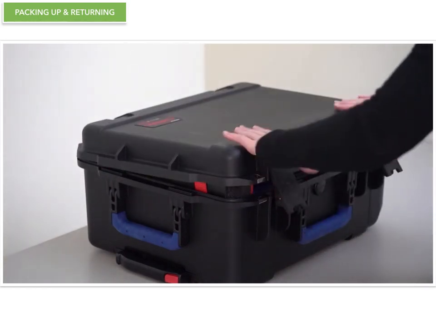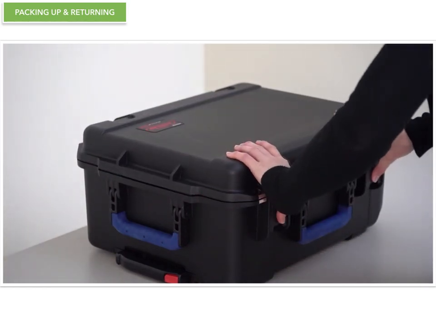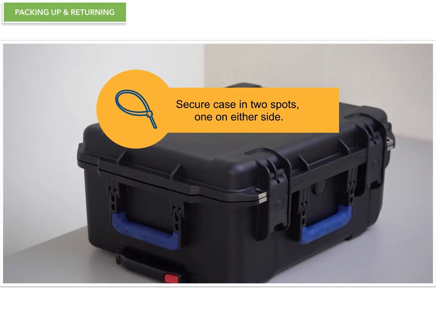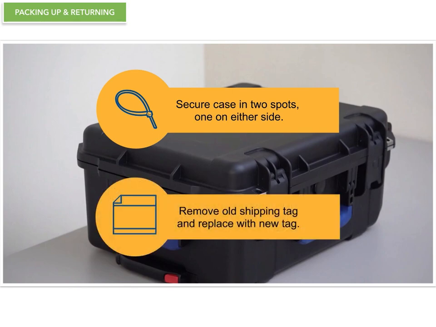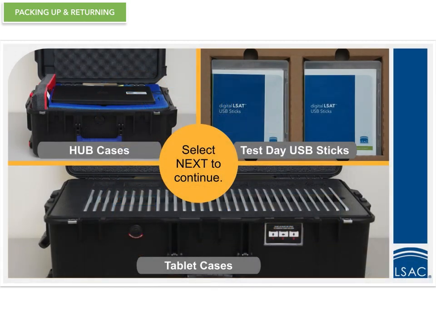Now you can close the lid down, secure the latches, and use the provided zip ties to secure the case in 2 spots, one on either side. Lastly, you'll remove the old shipping tag and replace it with the return shipping tag.